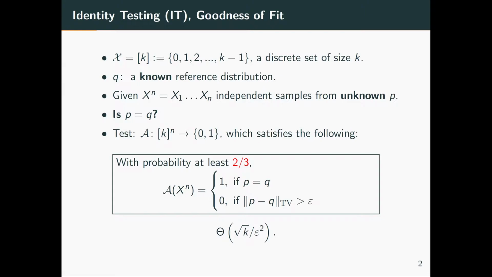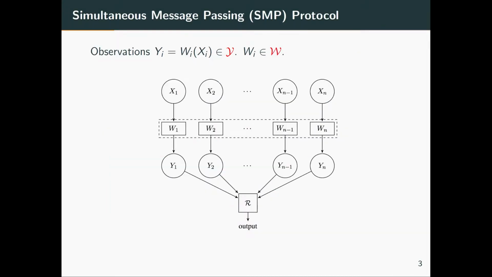What will happen in the constraint setting? Let's first define the constraints. In this talk, we consider simultaneous message passing protocols, where each user simultaneously passes their sample through channels and sends the messages to the central referee. The referee has to make a decision based on the outputs of the channels. Each of the channels W_i has to be in a constraint set script W, which describes the local information constraints.